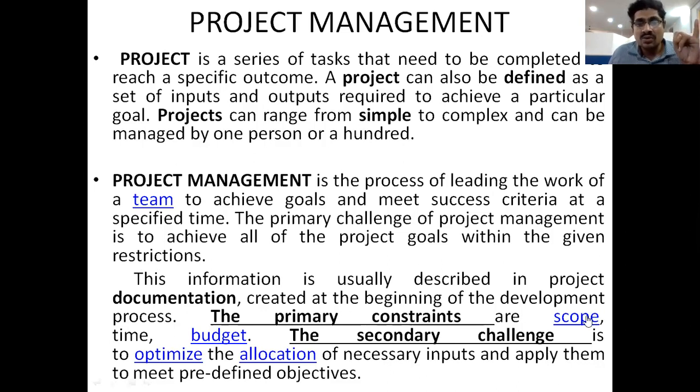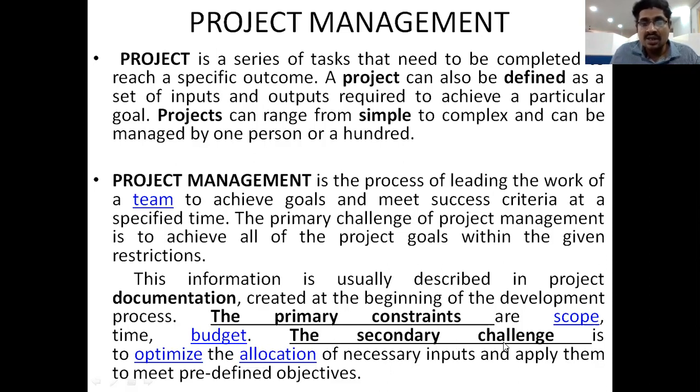And next, this document should have the scope and the time, should mention the project completion or contract completion time, and the budget. Budget means the amount, the capital investment. So how much amount we need to accomplish a project. Once again, I want to repeat, budget means the amount or the money to accomplish a project in a particular time. That amount is called the budget.